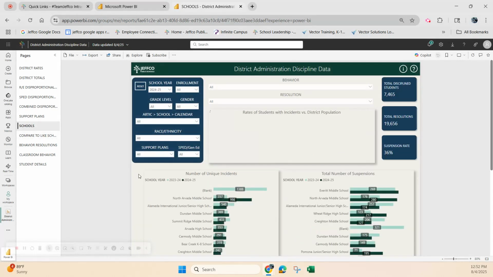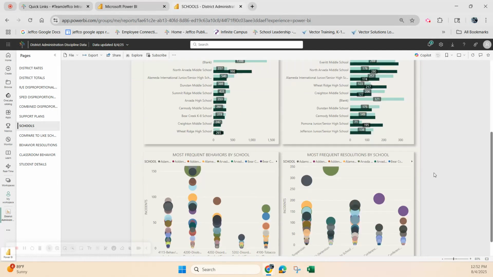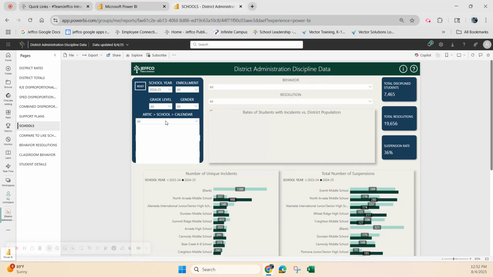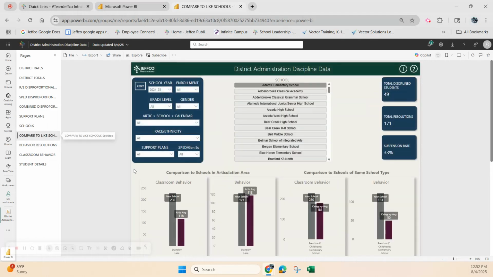When you're looking at a specific school, obviously if you're a school-based administrator, you will not see every school, but you can filter by that and look at specific behaviors and resolutions yet again. You can also compare, if you are a building administrator, to schools within your articulation area, and community superintendents as well can look at this.